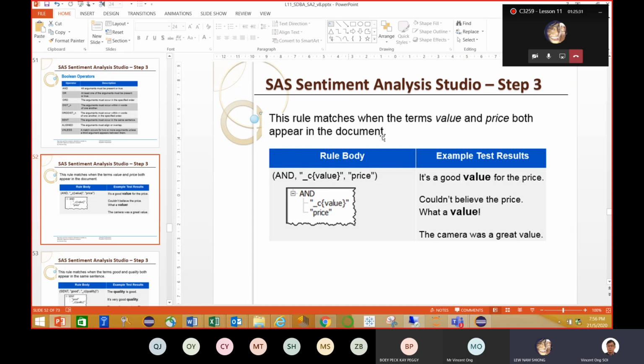No, this is a document. Yes, we need the same document. They don't have to be in the same sentence. What if the example is "it's not a good value for price"? Then it's not a good value, but it becomes still positive. That means something is wrong. You have to define the pattern for the "not".